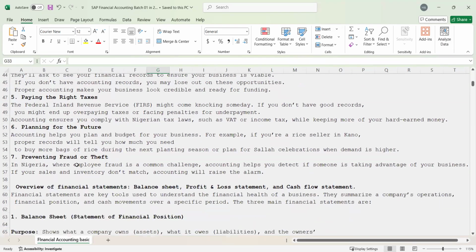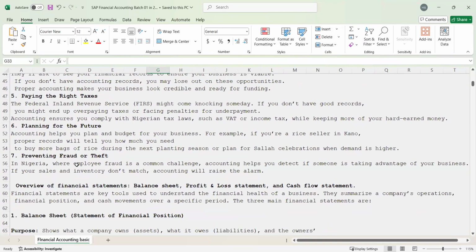So planning for future, accounting will also help you to plan for future. Accounting helps you to plan and budget for your businesses. For example, if you have a rice seller in Kano, right? Proper record will tell you how many more bags of rice you need to buy during the next planting season or plan for Salah celebration when demand is higher, right?